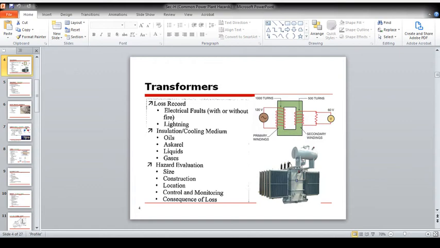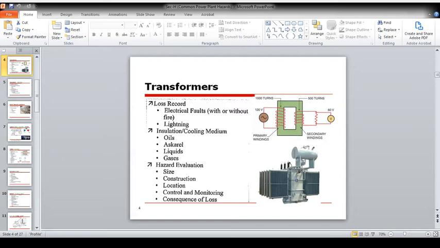We'll be discussing transformers now. Do remember that so many hazards can happen in a transformer, but before that, let's discuss a little bit about the transformer. Basically, a transformer has a hollow metallic piece.